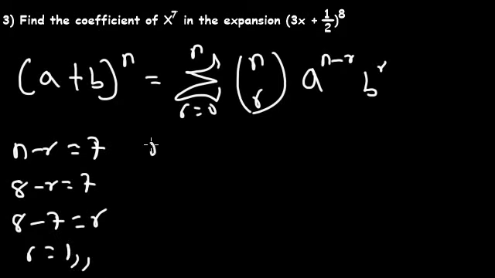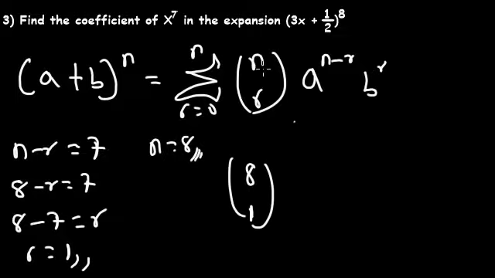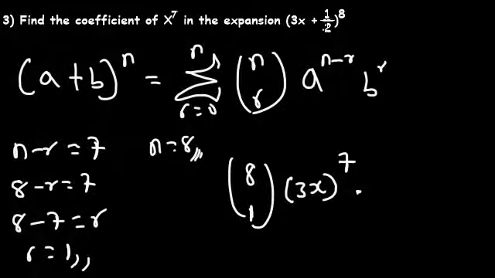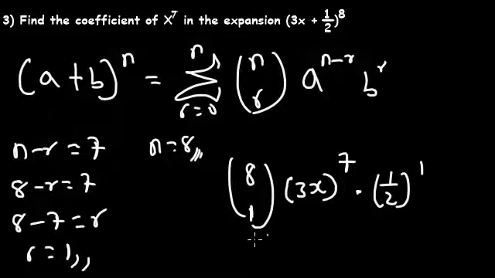Now that we have r and the value of n, it is very easy for us to get the coefficient of x to the power 7. So therefore, the coefficient of x to the power 7 will be 8 combined with 1. So a is what? 3x, the first term. So that will be 3x raised to the power, don't forget, n minus r is 7, raised to the power 7, then multiplied by the last term, that's 1 over 2, so that will be 1 over 2 raised to the power r, which is what? 1. Perfect.